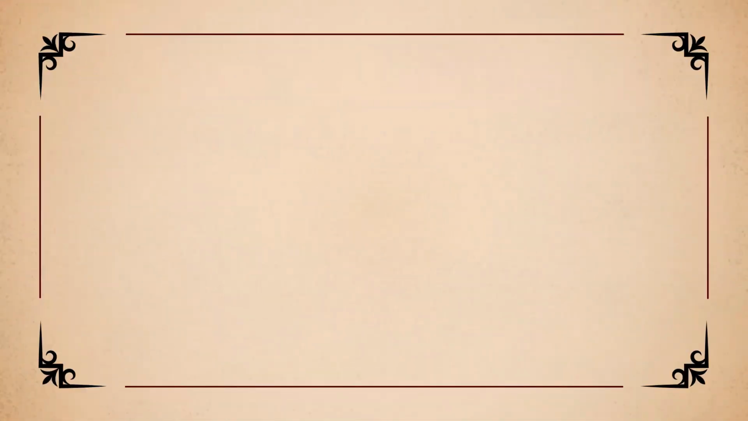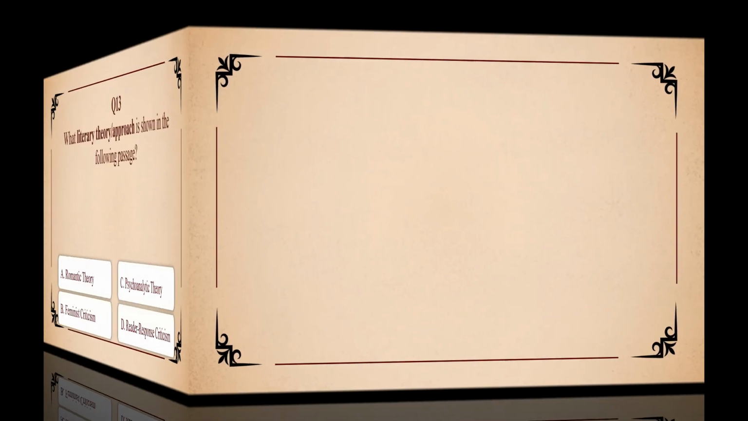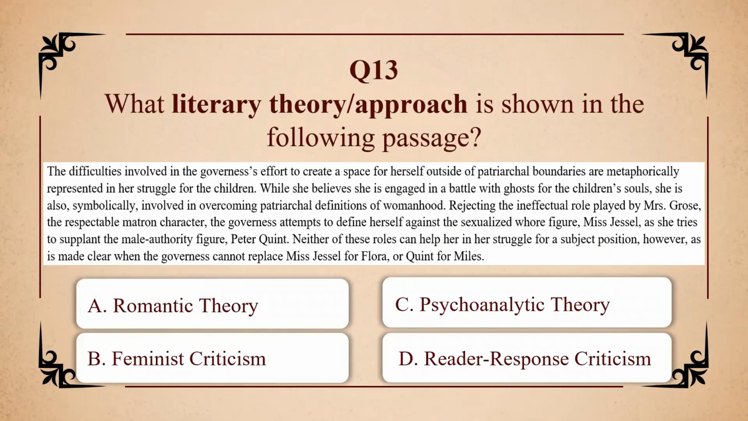So just a reminder, questions 13 to 15 challenge your deep understanding of various literary theories or approaches that I already explained earlier. All you need to do is to analyze and determine which literary theory or approach is shown in each passage. Number 13. So here is the passage. Please read and analyze it. What literary theory or approach is shown in the passage below?